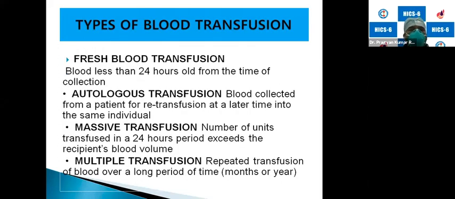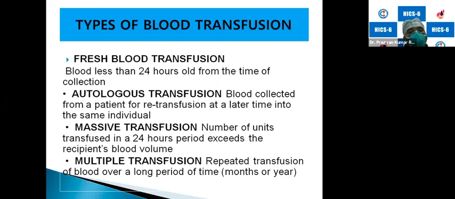So there is a lot of transfusion nomenclature we use. Fresh blood transfusion is something that we give within 24 hours of collection. Autologous transfusion is a very interesting phenomenon where blood is collected from a patient for retransfusion at a later time into the same individual. It's like I'm going for a surgery 1 month from now, so let us collect blood 15 days from now. I'll collect blood from myself and keep it in store so that during surgery, if there is some mishap, my own blood can be given to me.